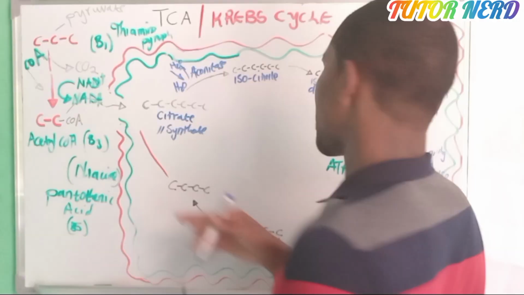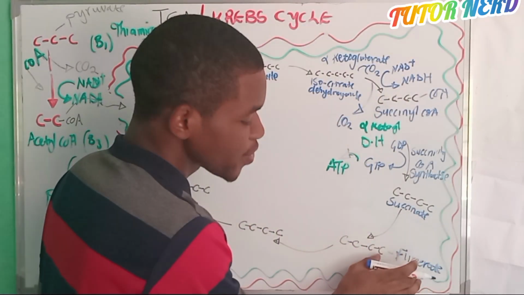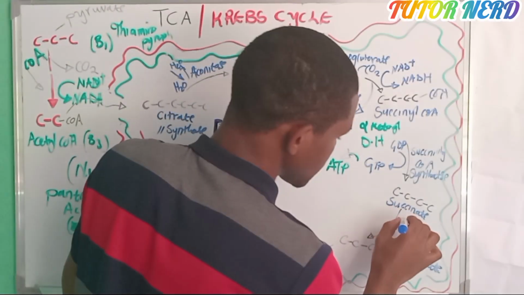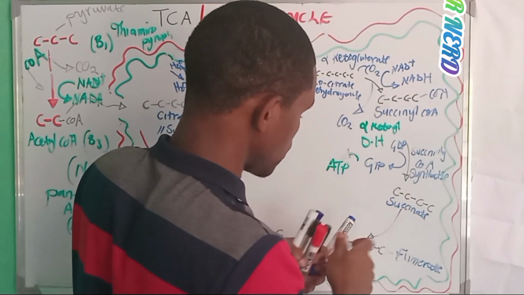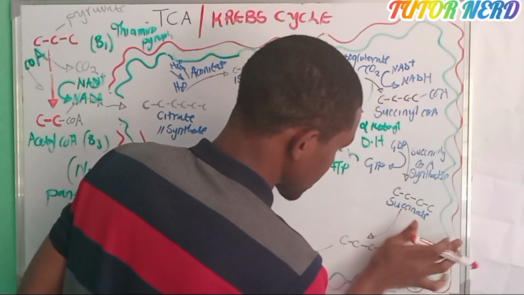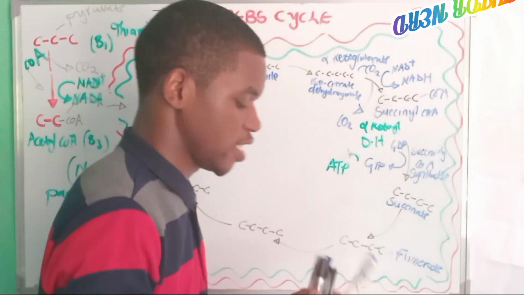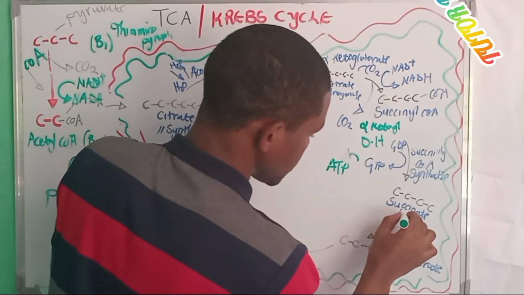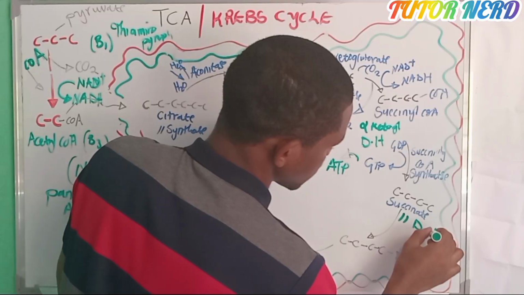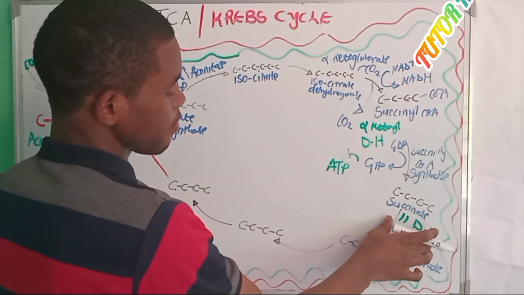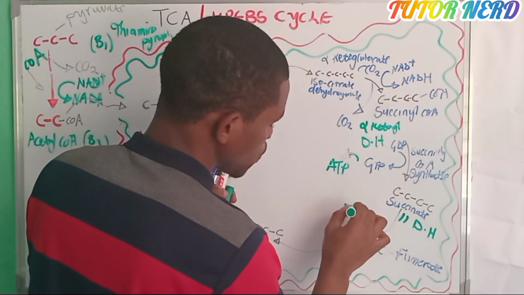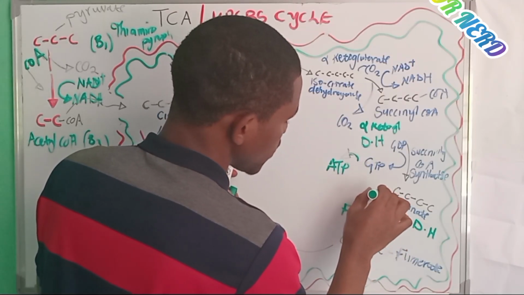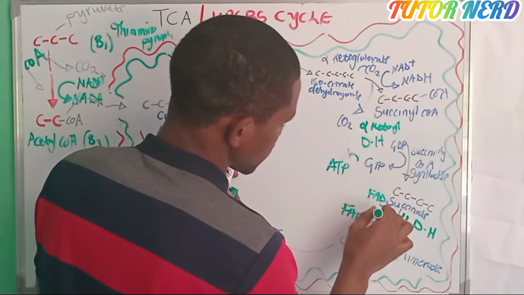But here it's a different case. We're not producing NADH, but we're producing FADH2. So the enzyme that is used here is the same succinate, but we put dehydrogenase. Let me just use a different color here. So succinate dehydrogenase, like that. That is basically the enzyme, but we're going to produce FADH2 from FAD, like that.